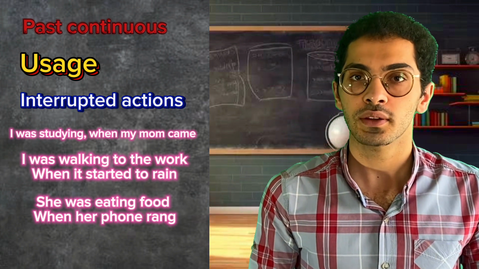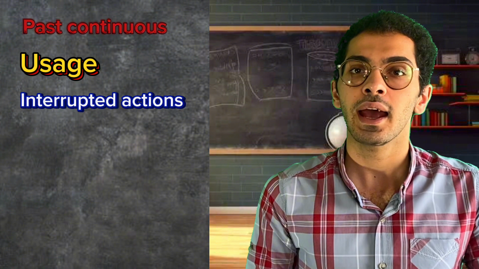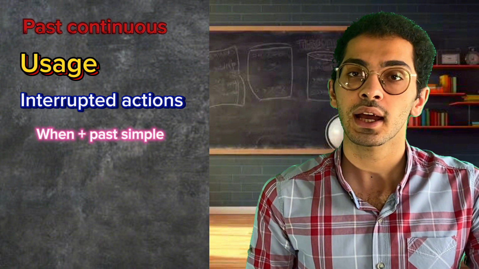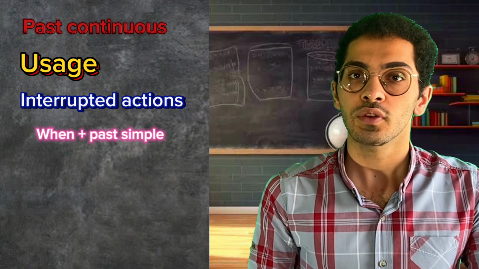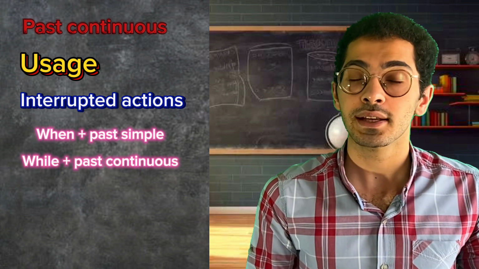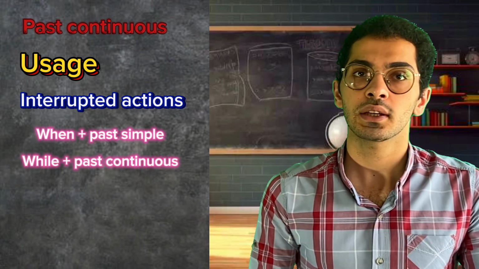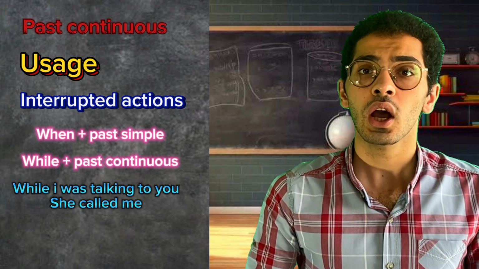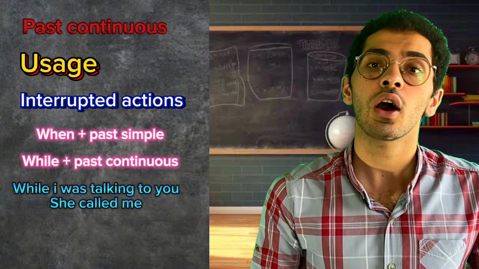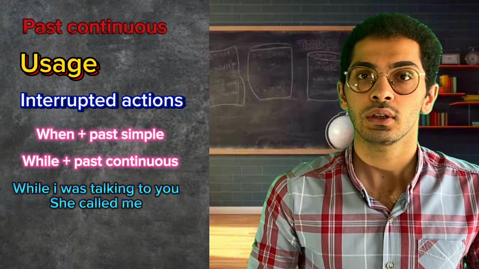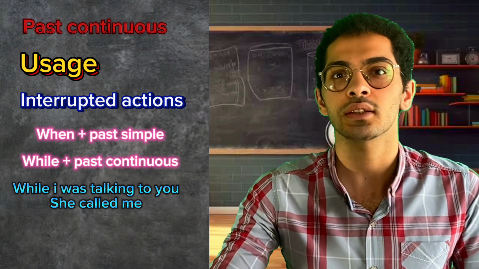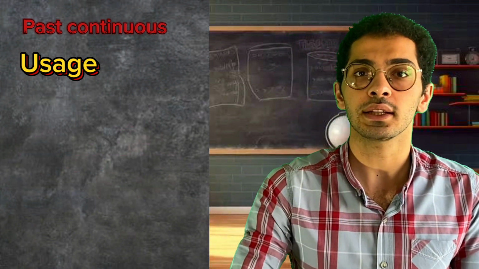I used again past simple with past continuous at the same time. There are two different ways to use it with when and while. Be careful, when we have when, after that we have our past simple. With while we have past continuous. Let me give you an example with while. While I was talking to you, she called me. So here while came before I was talking, past continuous sentence. I hope you got it.